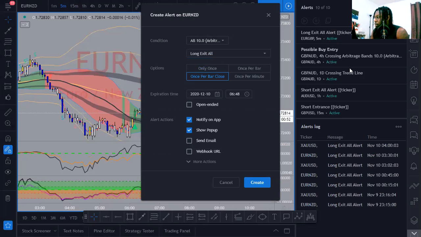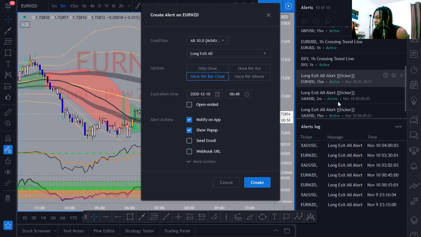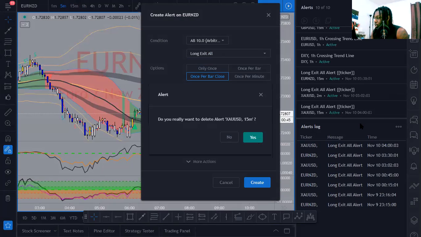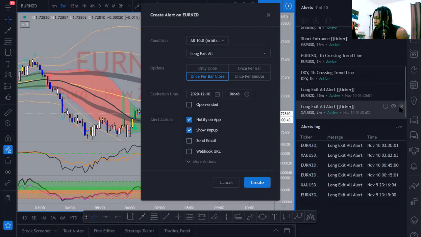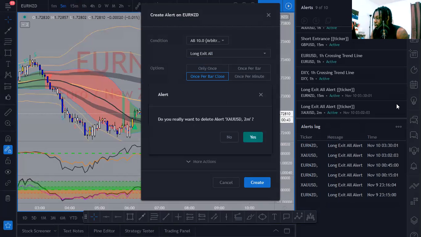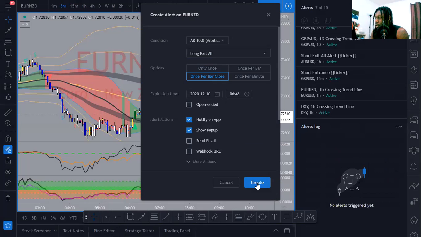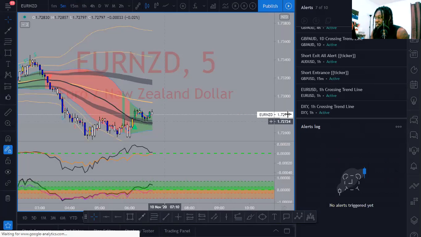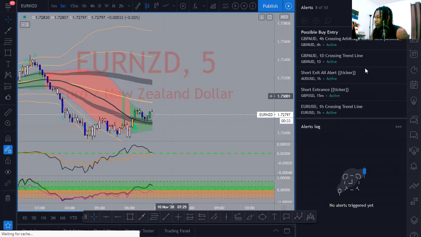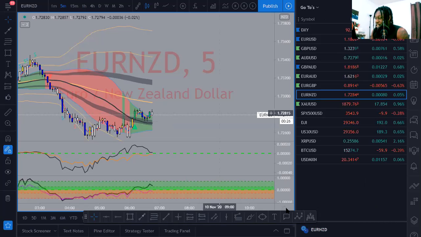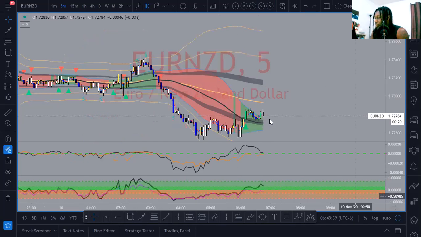So come over here. Let's see what we got down here. Long exit all on gold, 15-minute, exit that. Don't need this. Don't need that. All right, so once per bar close, create on the long exit for the 5-minute, we're good. It's set up right here. Let's see how many alerts TradingView gives me today. But yeah, so that's for EN going off of the 5-minute alert.